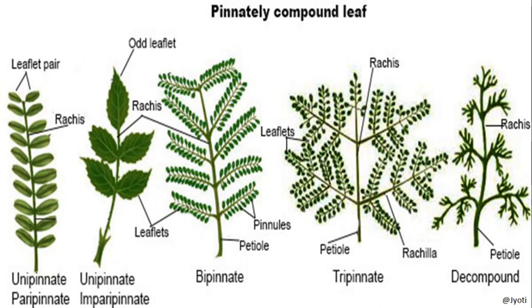So unipinnate leaves are of two types. If an even number of leaflets are there, then that is paripinnate. But here you can see the unipinnate leaf is having an odd number of leaflets. So it is called imparipinnate. Okay. Then come to bipinnate compound leaf.